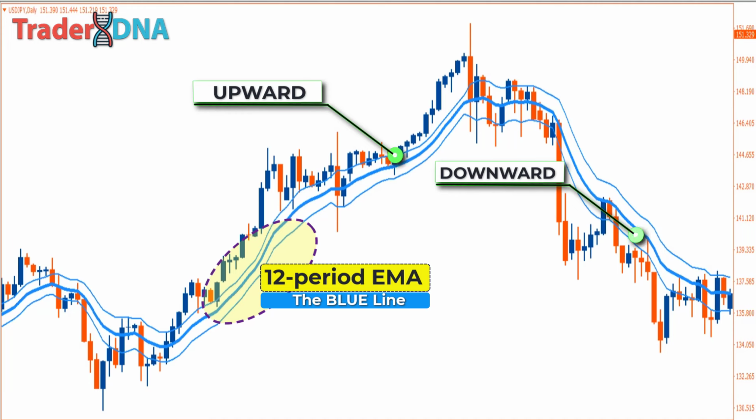However, there's a drawback to the moving average: it lags behind. Consequently, the actual price has already transitioned from one trend direction to another before the moving average changes direction.